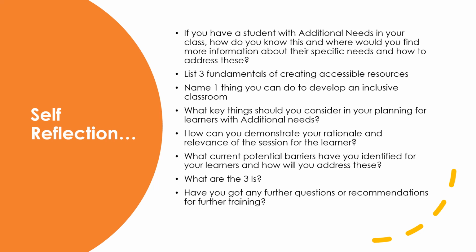So if you have a student with additional needs in your class, how do you know this? Where would you find more information about their specific needs, and how would you address it? Are you able to list the 3 fundamentals of creating accessible resources? Can you name one thing you can do to develop an inclusive classroom? What key things should you consider in your planning for learners with additional needs? How can you demonstrate your rationale and relevance to the session for the learner? What are the current potential barriers that you've identified for your learners, and how are you going to address them? What are the 3 I's?